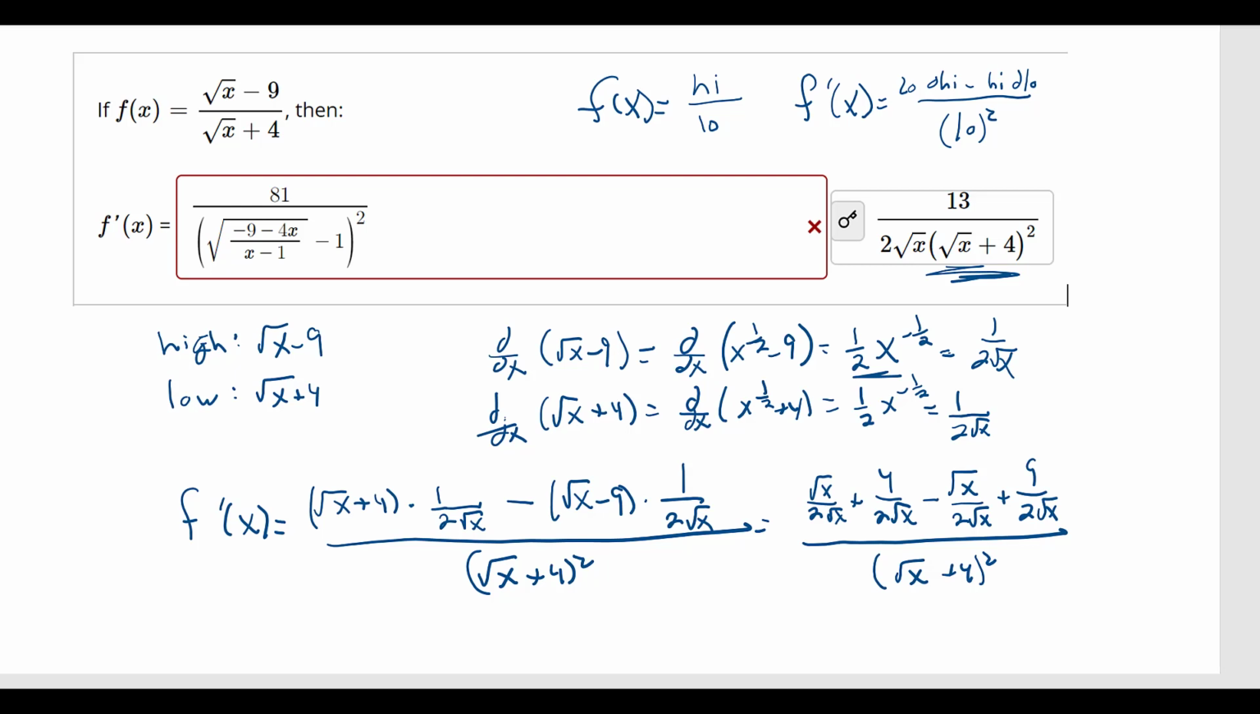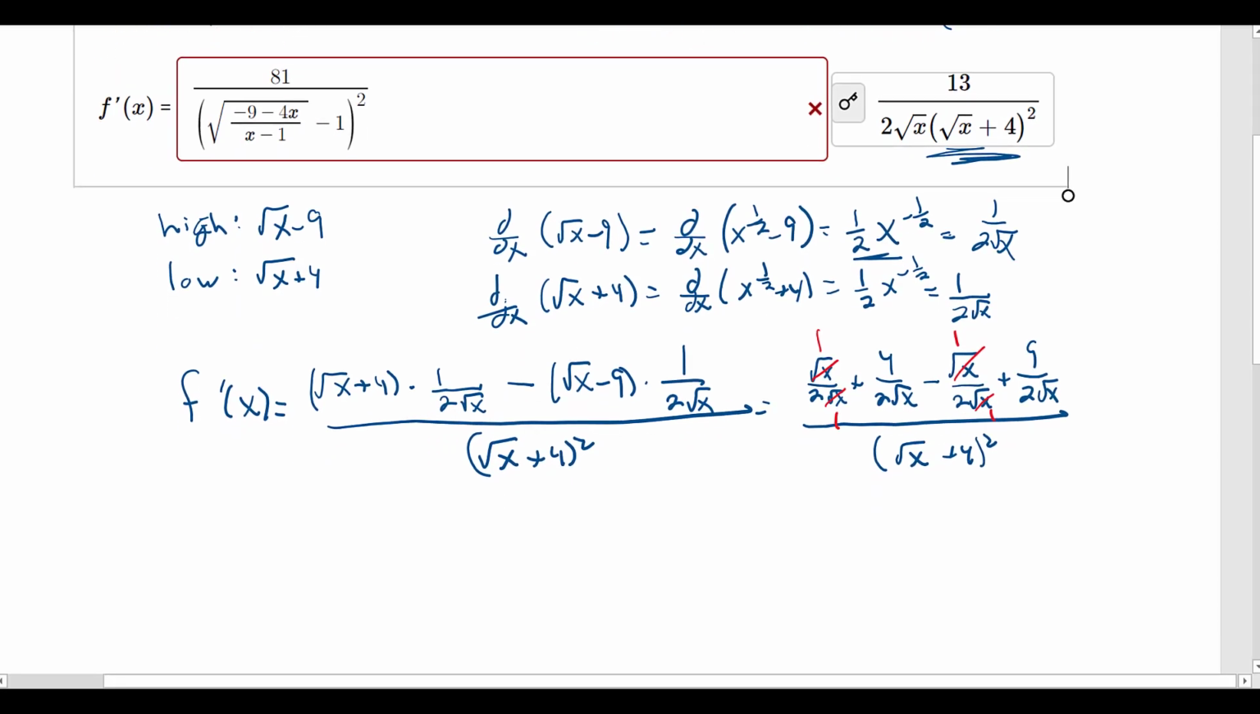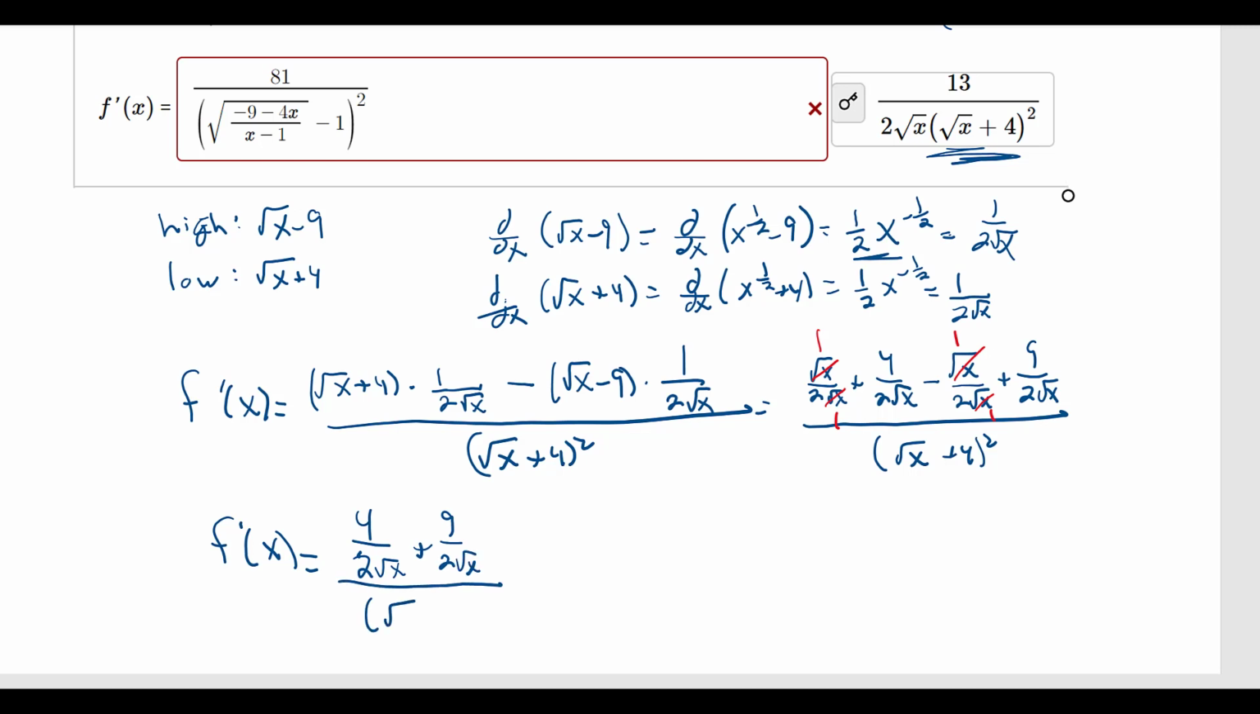So what happens is these square root of x's divide out here and here. And so what we have basically is 1/2 minus 1/2, so that's going to just subtract out. And we would have f prime of x is going to be 4 over 2 times the square root of x plus 9 over 2 times the square root of x, all over square root of x plus 4 squared.